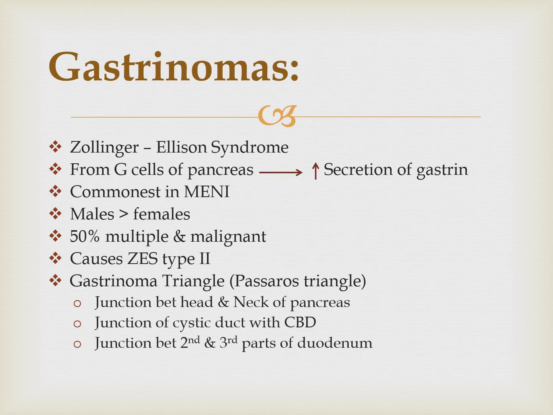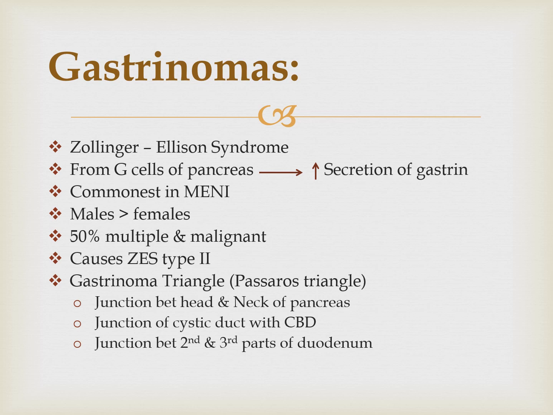The gastrinomas, which is called also Zollinger-Ellison syndrome, arises from a type of cells, G cells, which increase the secretion of the gastrin from the GIT. The commonest in men type 1, and it affects males more than females. 50% are multiple and malignant, and it causes Zollinger-Ellison type 2 disease.